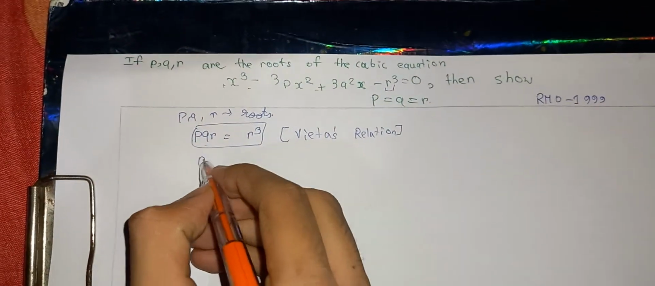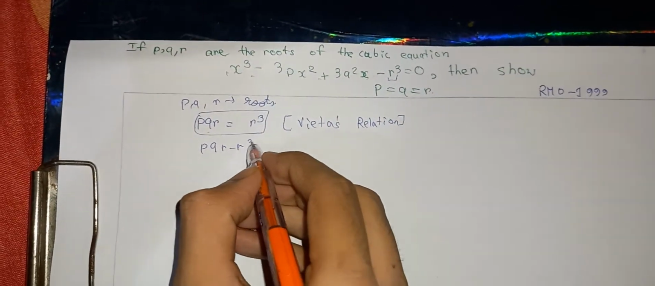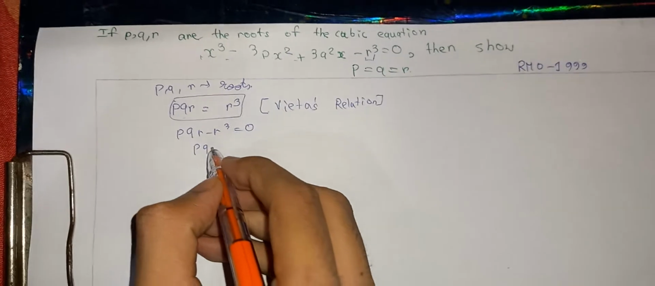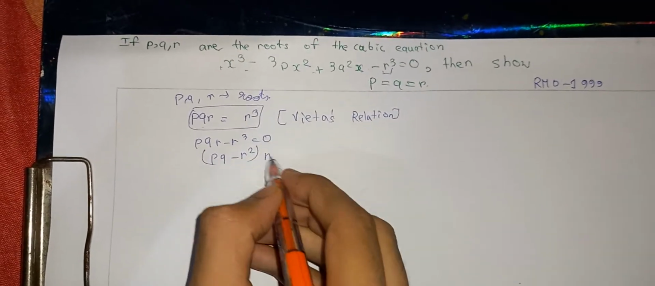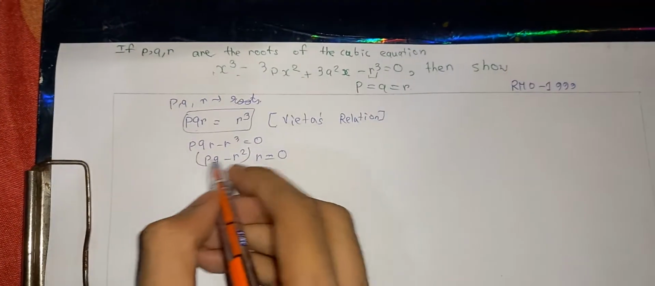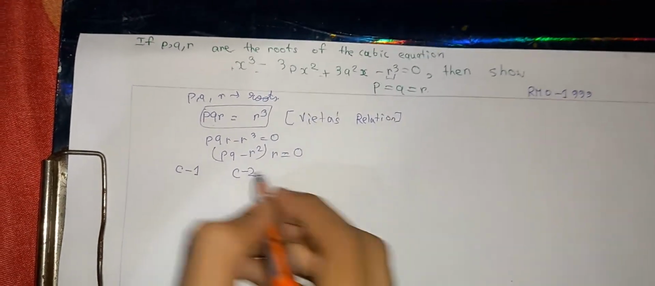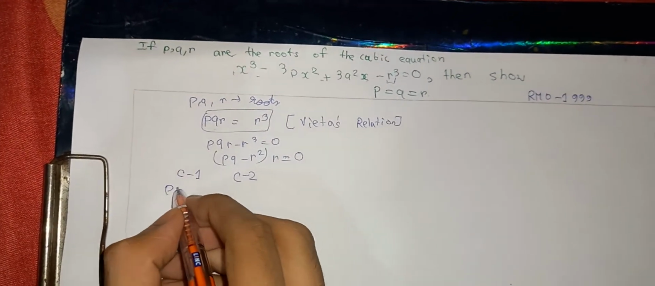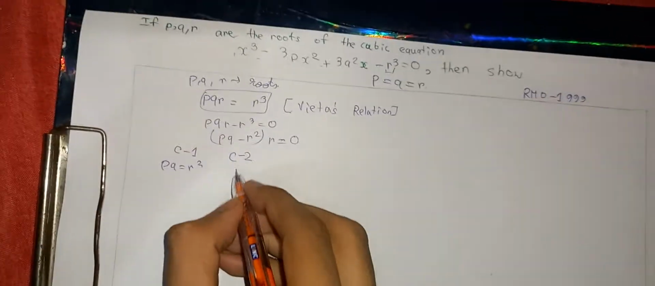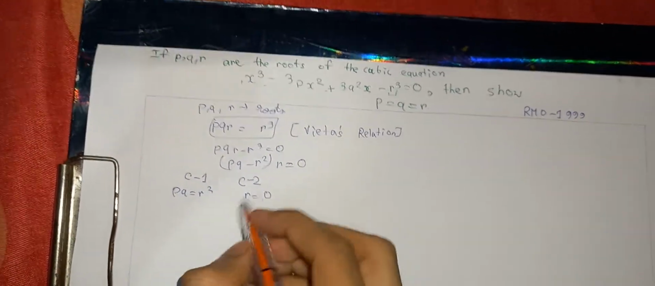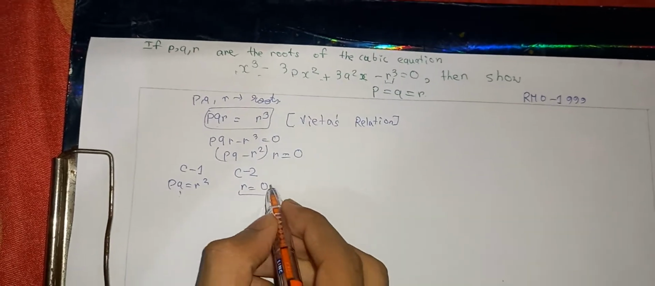Now notice I can write this as pqr minus r cube equals to 0. So pq minus r squared times r equals to 0. So here we have two cases, case 1 and case 2. Case 1 says pq equals to r squared and case 2 says r equals to 0. Well, let me first progress with case 2.